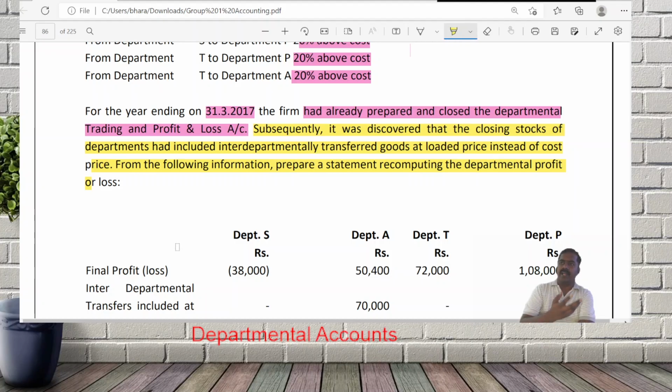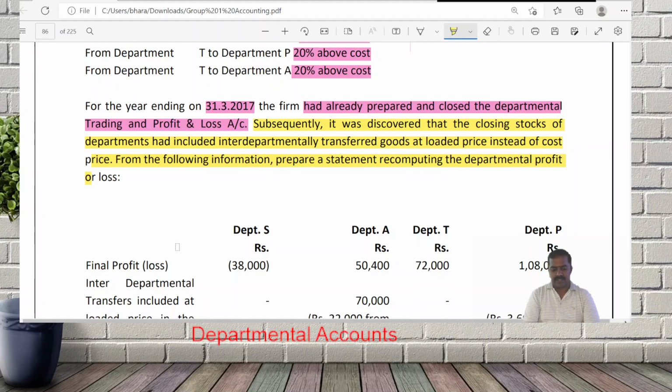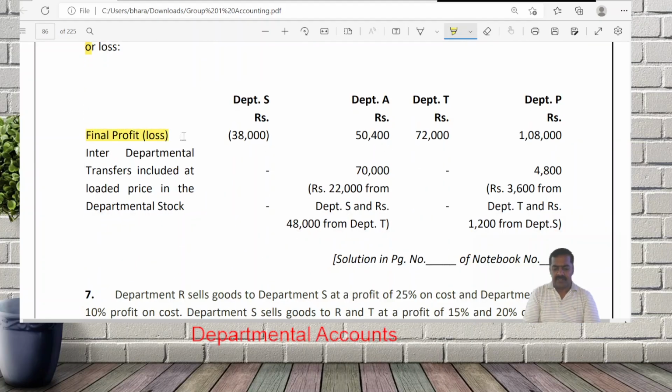So, commission calculated also will be wrong. Commission for the manager, not for the partner. Commission for the manager should be worked out after eliminating which one? Loading. But they have just charged and closed without eliminating that profit. Next, they have given the final profit or loss. This is a wrong profit given.